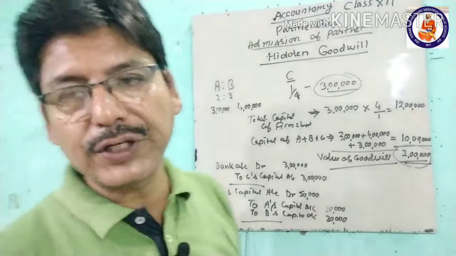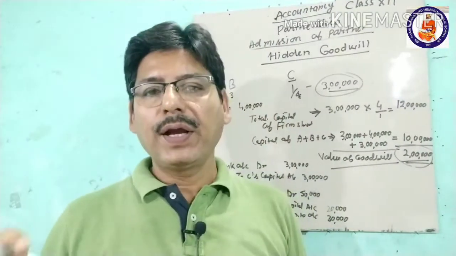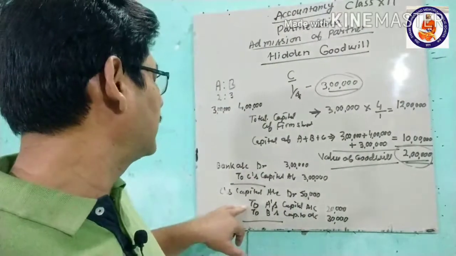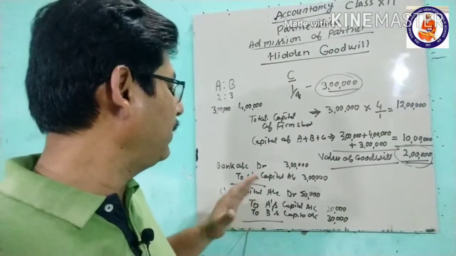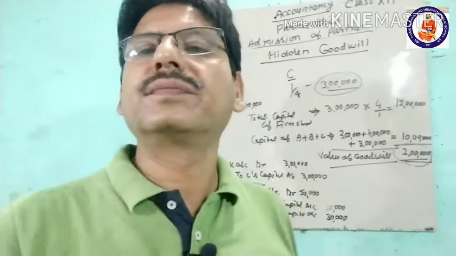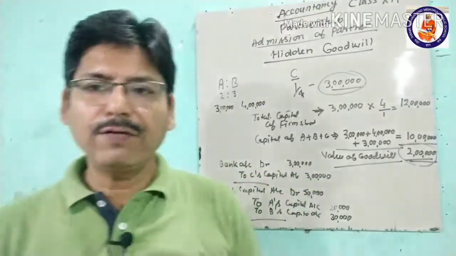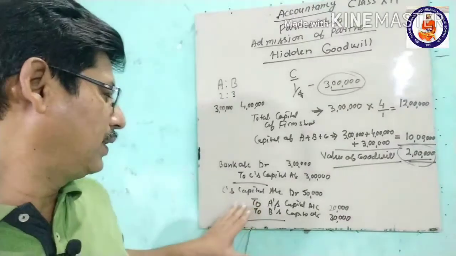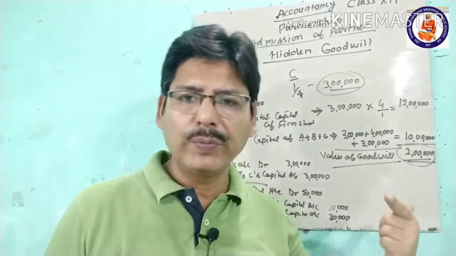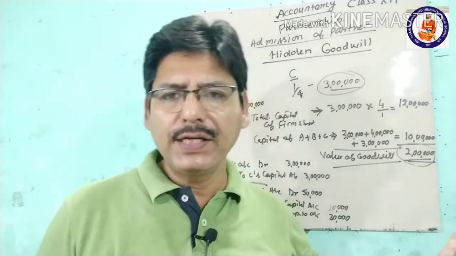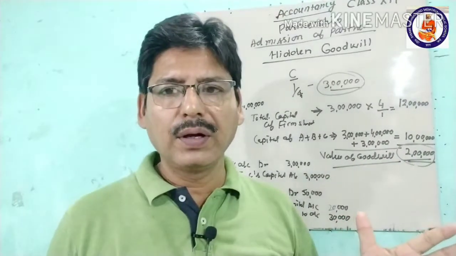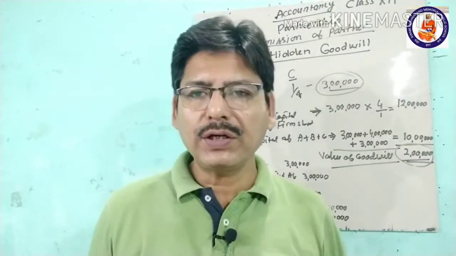The narration would be: being amount of premium credited to old partners in their sacrificing ratio. After this, if A and B want to withdraw the amount, they can withdraw, and the journal entry would be A's capital account debit, B's capital account debit to cash or bank, whatever it is. This way the hidden goodwill treatment is done.